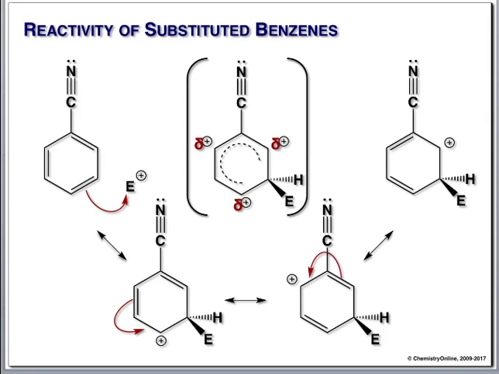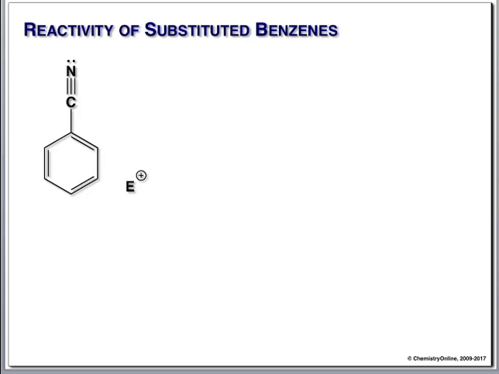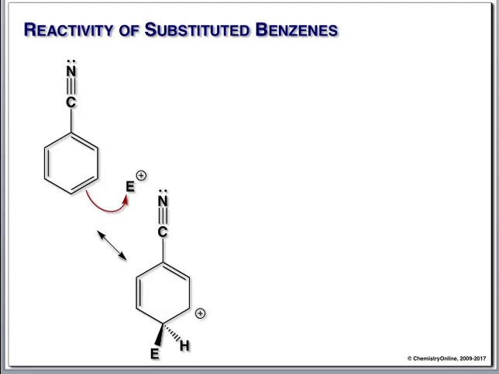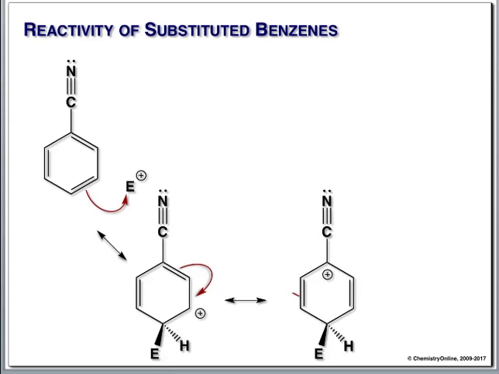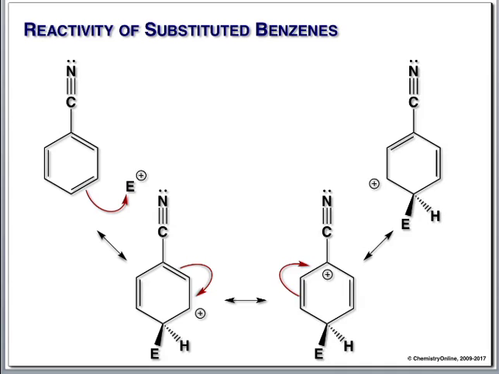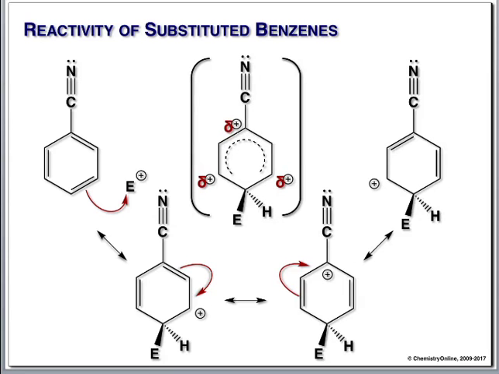Let's do the same thing now, except let's add it to the para position. Once again, we're going to delocalize our electrons. Do it again. And we have these three resonance forms. A hybrid would look like this. So if we add to the para position, we would put positive charge ortho and para to our electrophile. Your question is, we have two resonance hybrids. Which is the worst one? One of these is better than the other.